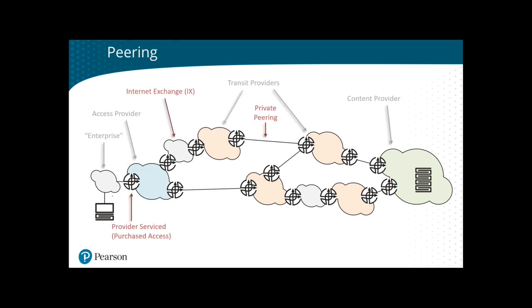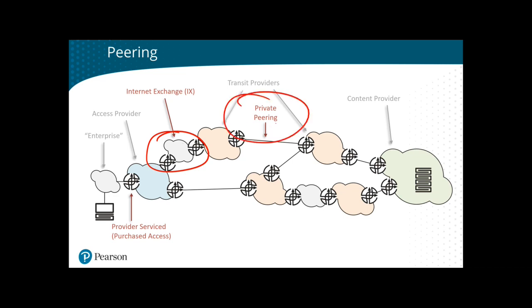Before we get there, we want to talk about peering. So there are various kinds of peering between these various types of providers. So these providers peer in specific ways. There are what are called internet exchange points, or IXs or IXPs, and we will talk about those in more detail later. There's what's called private peering.